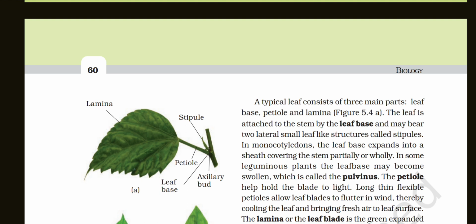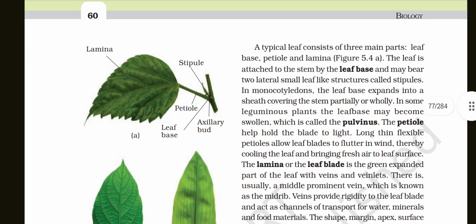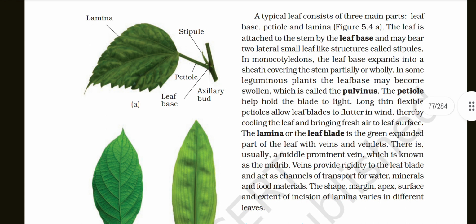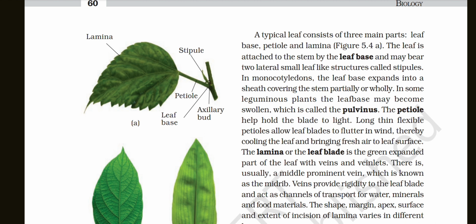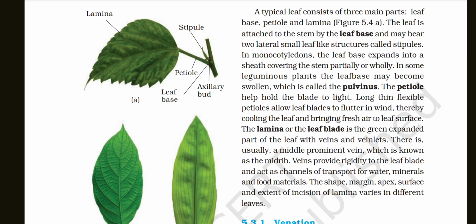A typical leaf consists of three main parts: leaf base, petiole, and lamina. A leaf is attached to the stem by the leaf base and may bear two lateral small leaf-like structures called stipules. In monocotyledonous plants, the leaf base expands into a sheath covering the stem partially or wholly.